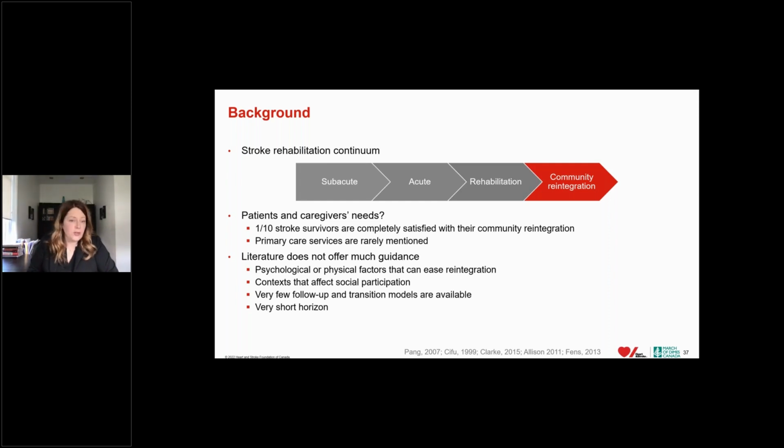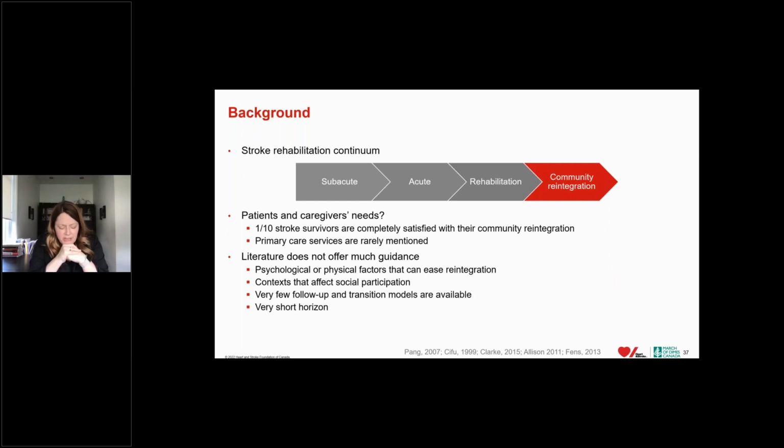And in the literature, we found that primary care services are rarely mentioned, and they're the entry door to healthcare services. So unfortunately, the literature does not give us a lot of guidance to develop models of care delivery that adequately reflect best practice guidelines.